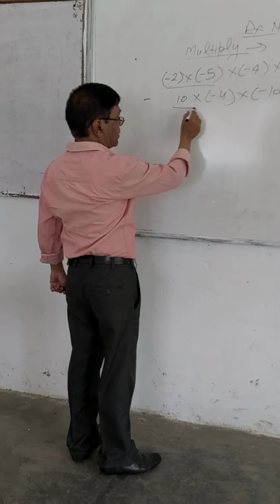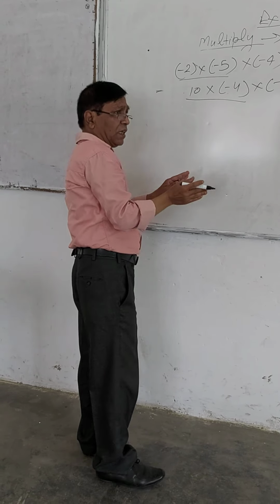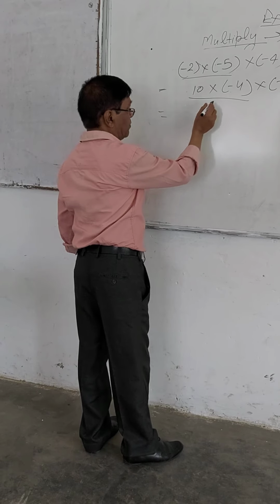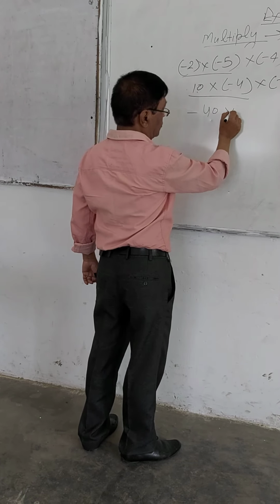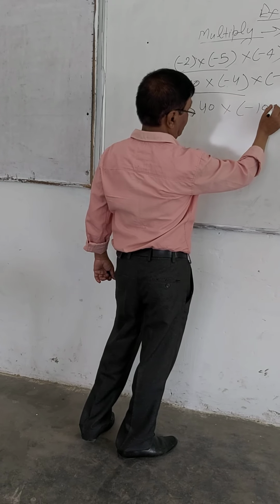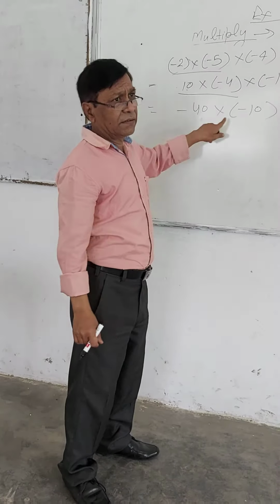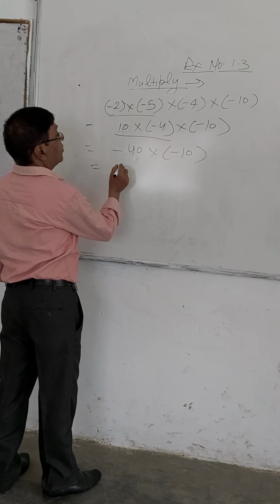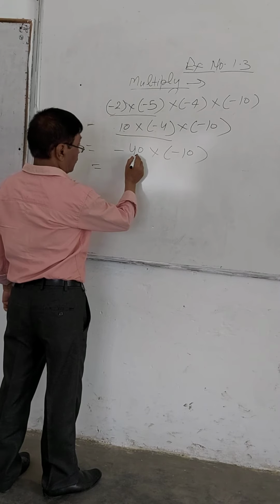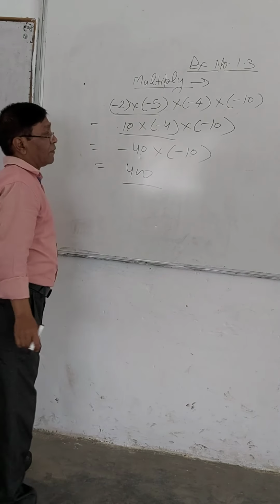Again these two numbers, one is positive, one is negative. Opposite sign will be negative. So this result will be negative. 10 4s are 40, into minus 10. Again same sign. This is negative and this is also negative. So same sign will be positive. So 40 into 10 is 400. This will be the answer of this one.